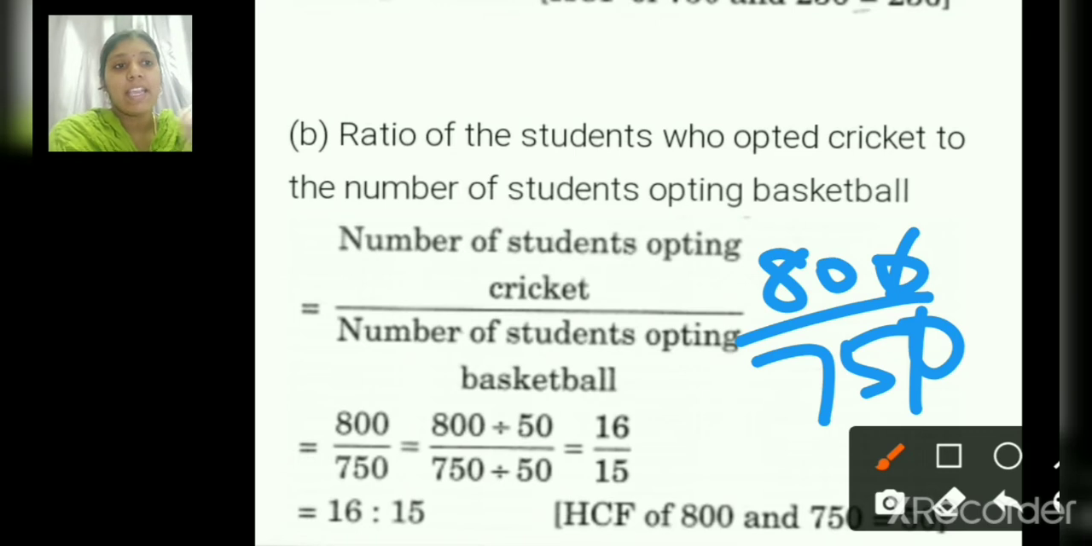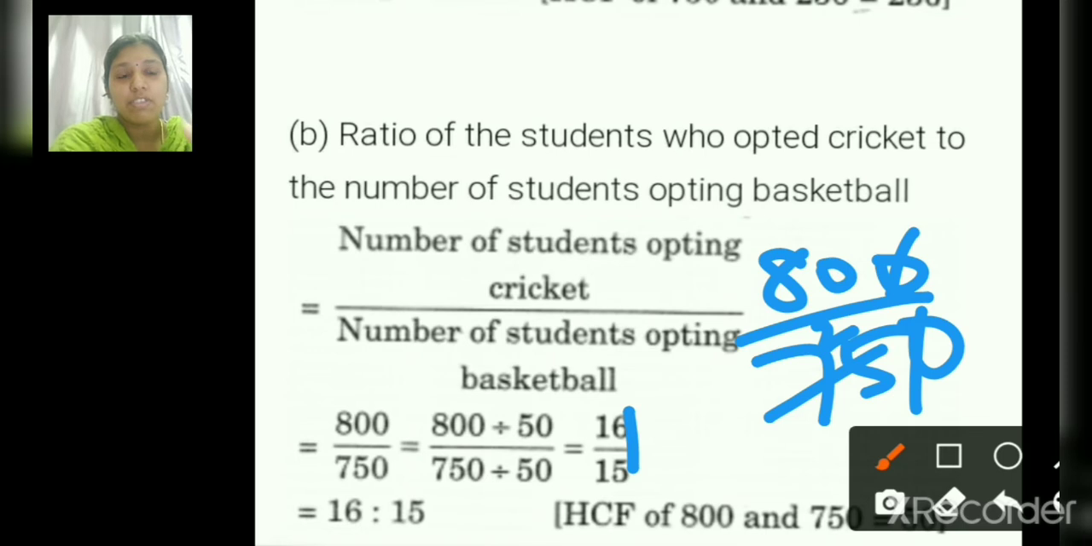Okay, now 80 and 75. Again, we can cancel them in the 5 table. Clear? So 5 ones are 5, 2 is remaining. So that 2 will be carried over here. So this number is 25. 5 5s are 25. Okay.